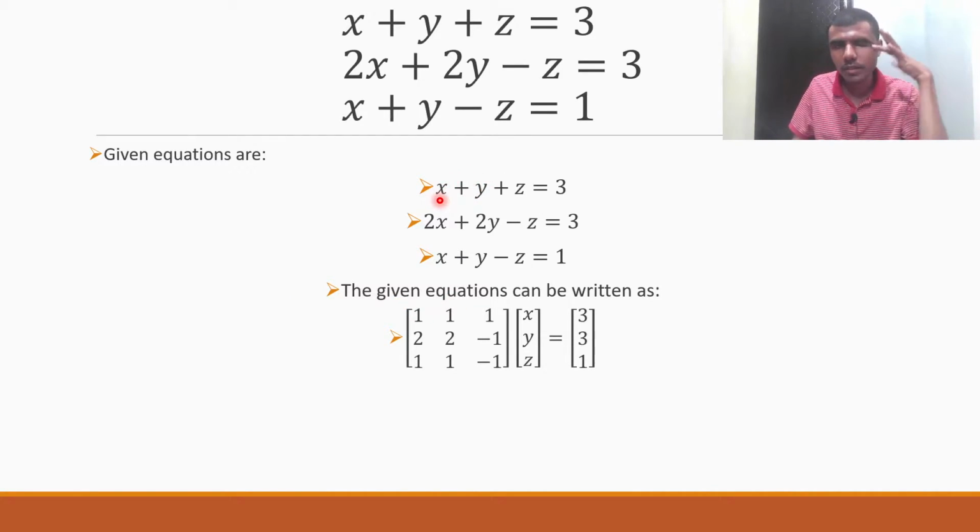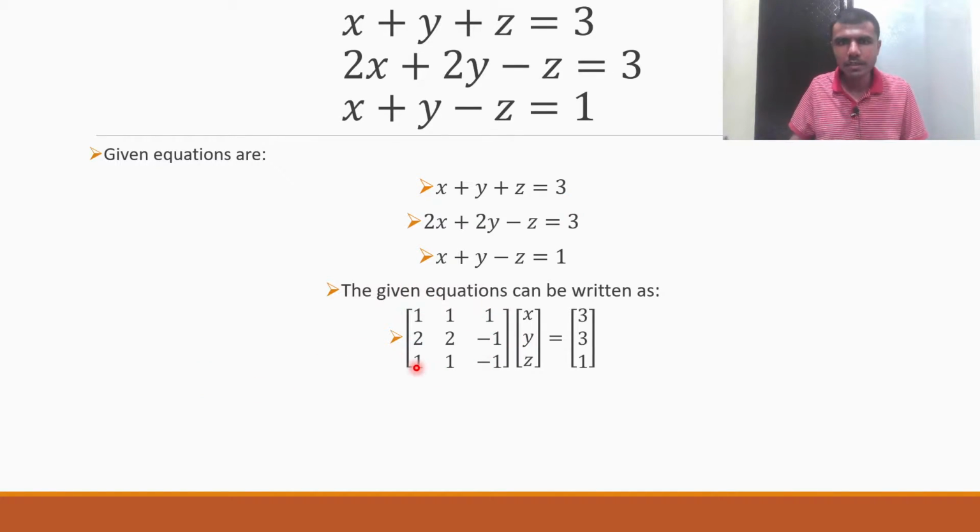See, the coefficient of x is 1, right? This is like x plus y plus z means 1 into x plus 1 into y plus 1 into z. That means the coefficients are 1 1 1, and the RHS is 3. Next, 2 into x plus 2 into y minus 1 into z, so 2 2 minus 1, likewise 1 1 minus 1, 3 and 1, into x y z. Because if you multiply this row into this column, 1 into x plus 1 into y plus 1 into z, x plus y plus z equal to 3, you will get the first equation. Fine, so that's how it is.